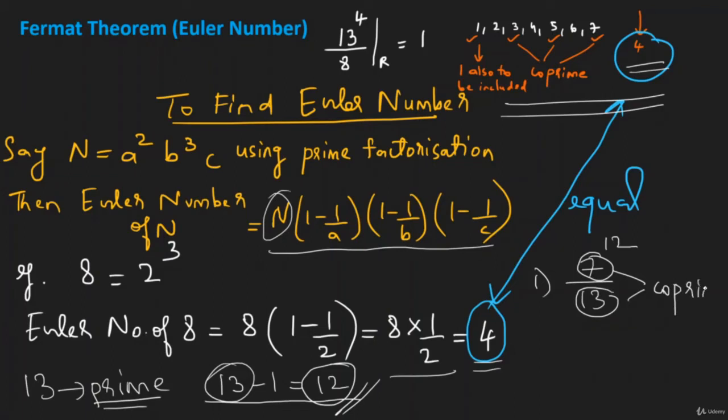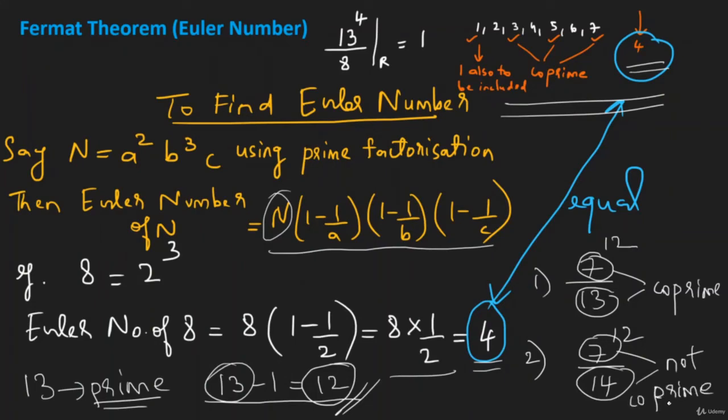So in that case we just apply Fermat theorem. The second case you will see, for example, if you have an expression like 7 by 14 to some power, say 12 for example. In this case you can see that 7 and 14 are not co-prime. So we'll see in the practice problems how you can attack this type of problem. Basically you need to make it co-prime by taking out the common factor. We'll see that in the problems.